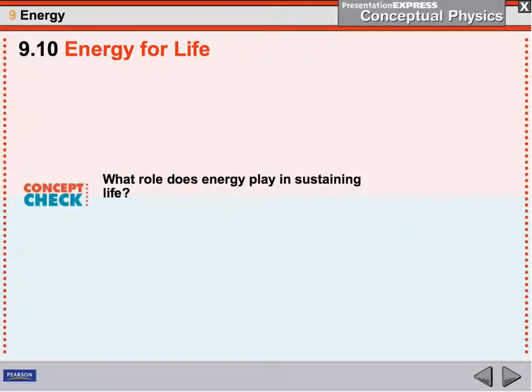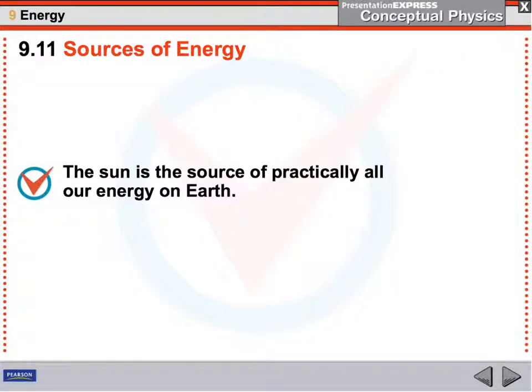What role does energy play in sustaining life? We just talked about that, how we basically get energy from the food we eat. Sources of energy. The sun is the source of practically all our energy on Earth. As the sun comes down, we get most of our energy produced by it.